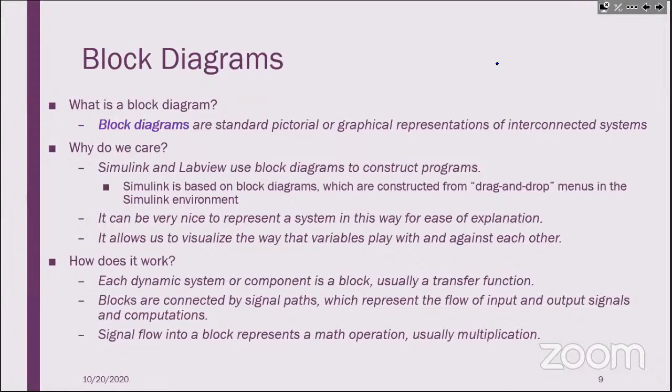But it is a graphical representation of an interconnected system, right? So it is a way for us to graphically represent our mathematical models. Why do we care? Because Simulink and LabVIEW, right? That is why we care. Also, block diagrams are a nice way for us to visualize how all of our signals interact with one another and whether we have feedback between different components. It's really nice for a controls model.